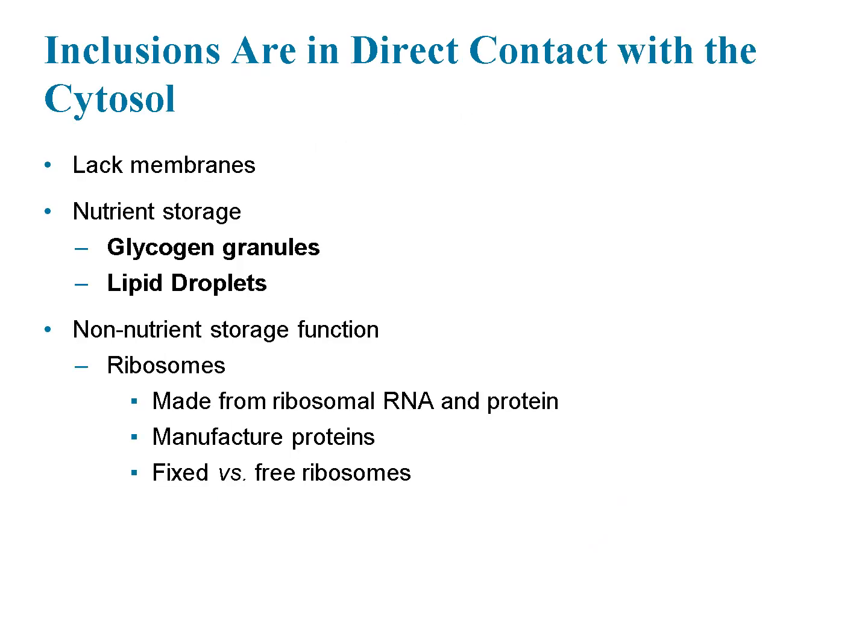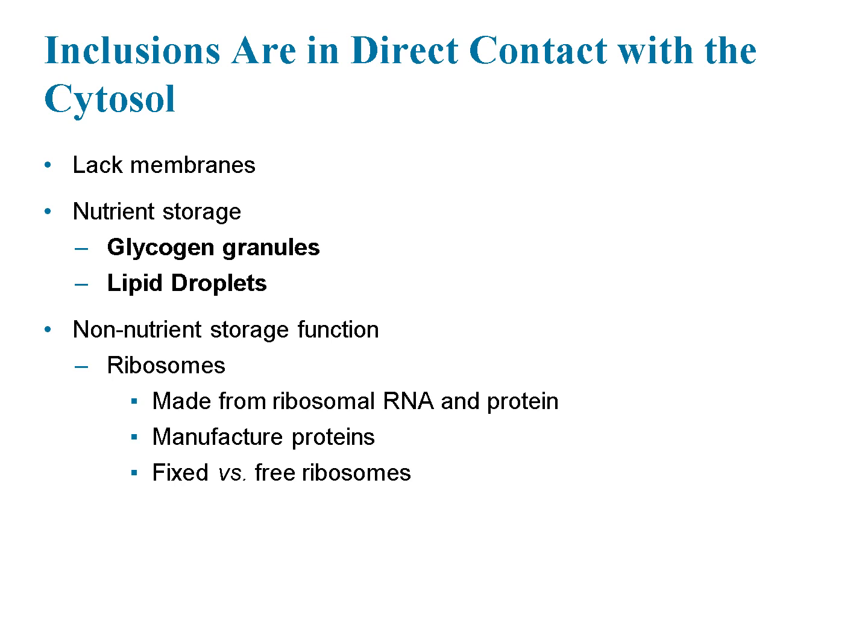First, what sets inclusions apart is that they lack membranes, meaning they're in direct contact with the surrounding cytosol. Some inclusions are like the cell's pantry. They store nutrients. Glycogen granules hold reserve energy, perfect for when the cell needs a quick boost. Lipid droplets store fats, a more long-term energy source. But inclusions don't just store nutrients.